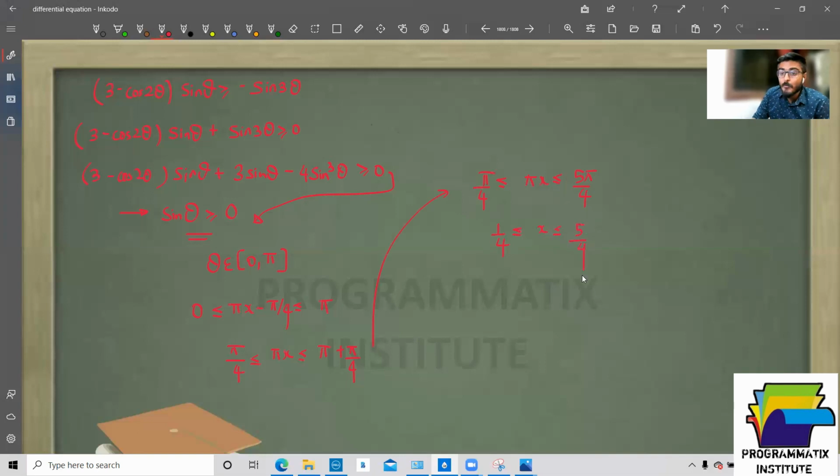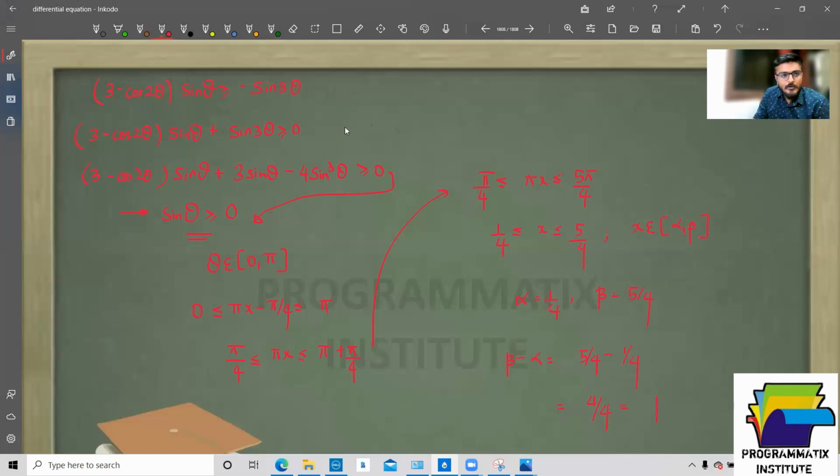So that is what I was expecting. In the end, I get the interval for x, which is alpha comma beta, meaning alpha is 1 by 4 and beta is 5 by 4. What you need to get in the question is beta minus alpha. That will give you 5 by 4 minus 1 by 4, which is equal to 4 by 4. And my final answer is 1. That's superb. That's very interesting.